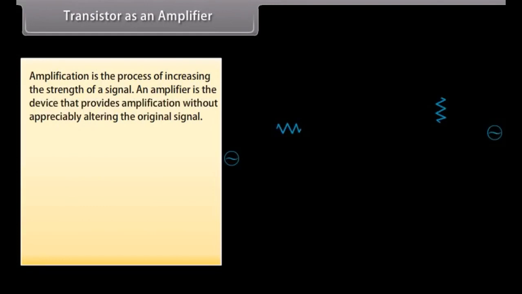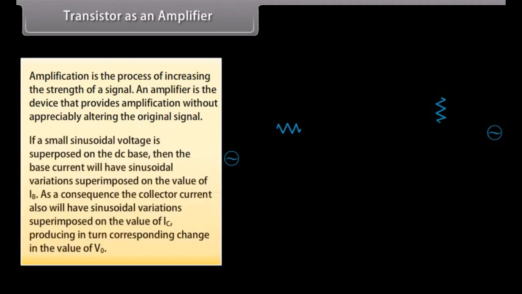Transistor as an amplifier. Amplification is the process of increasing the strength of a signal. An amplifier is a device that provides amplification without appreciably altering the original signal. We consider the operating point of the transistor somewhere in the middle of this active region. The DC voltage VCE is equal to VCC minus ICRC, and would also remain constant. The operating values of VCE and IB determine the operating point of the amplifier.